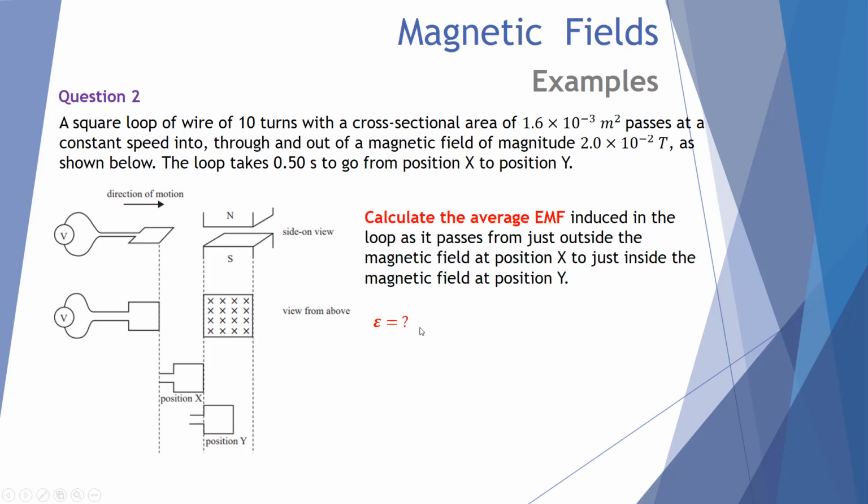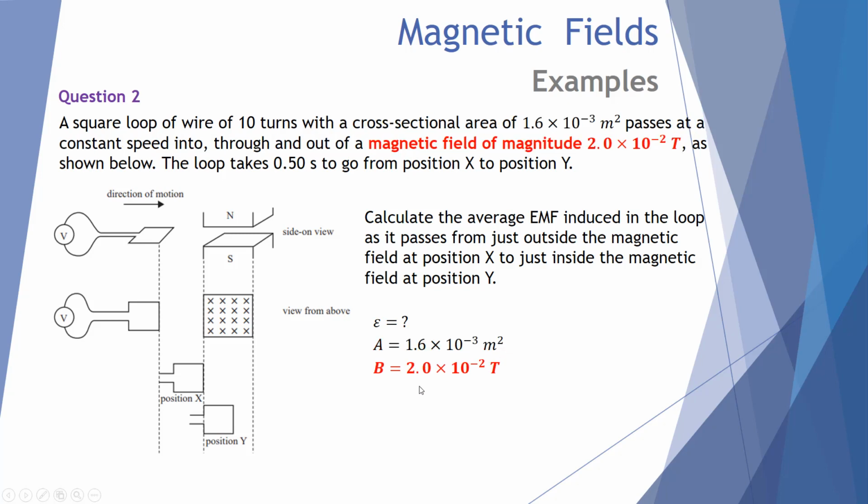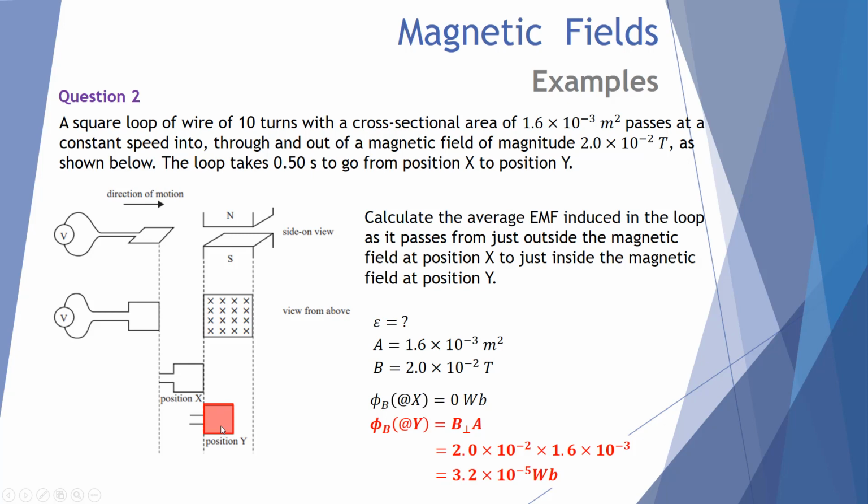So first of all, the EMF is the question. Area is 1.6 by 10 to the negative 3 meters squared in the correct units. Quite often they might be centimeters squared. Be careful of that. The magnetic field is 2.0 by 10 to the negative 2 Tesla. That's the uniform magnetic field between the two poles. The flux when it's at position X, outside of the magnetic field, is 0 Weber. The flux at position Y.